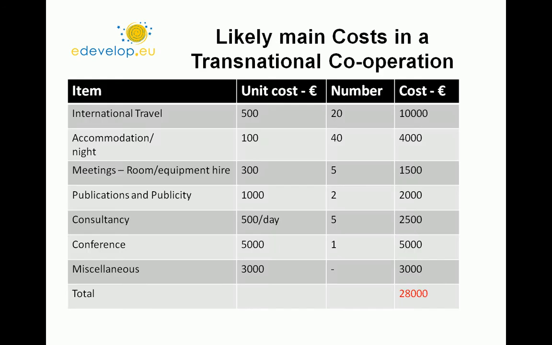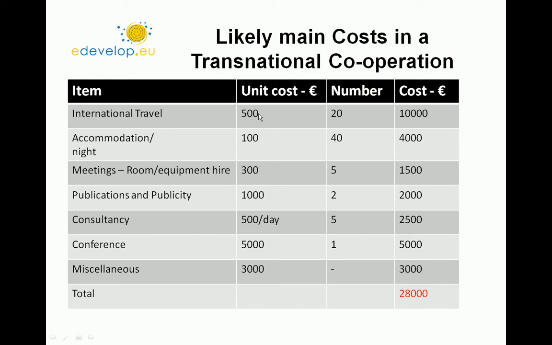Well, if we look at this slide, we can see on the left hand side the main areas of expenditure you would expect to find in a transnational cooperation project. There may be some others for certain projects, but these are the obvious ones. We need to estimate a unit cost. For example, international travel. We're just assuming that for one person to travel internationally to one meeting is a €500 return flight. It might be a bit more, might be a bit less, depending on the destination, but this is a rough exercise, so we'll put in 500.